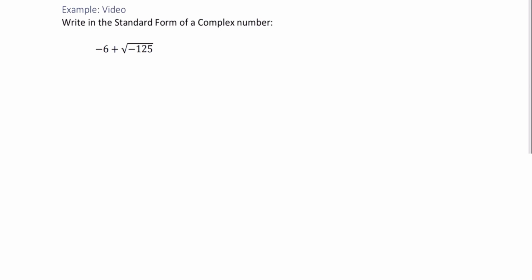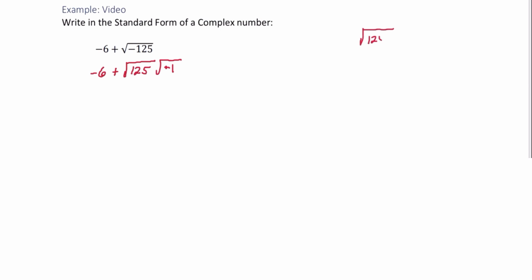Let's simplify this expression and write it as a complex number. The real part is good. We need to rewrite the square root of -125. We can start by writing this as the square root of 125 times the square root of -1. Now 125 is not a perfect square, but it does contain a factor that is a perfect square. So that square root can be simplified. Let's start doing that off to the side.